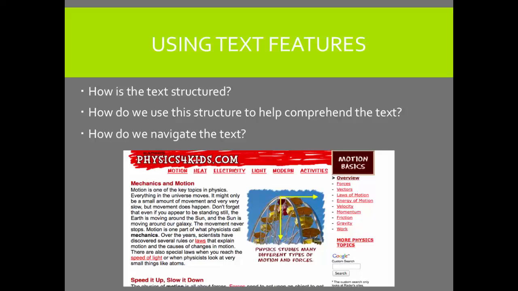So, for example, something like the physicsforkids.com site that we have here, helping students to understand how to use the links, even the links in the text. So the idea that the important words are highlighted, things that are related to the mechanics of motion here. There's an overview along the side where they can go to different things like forces, vectors, velocity, momentum. So just helping them to think about how the different affordances of the environment can be used based on what their learning goal is.